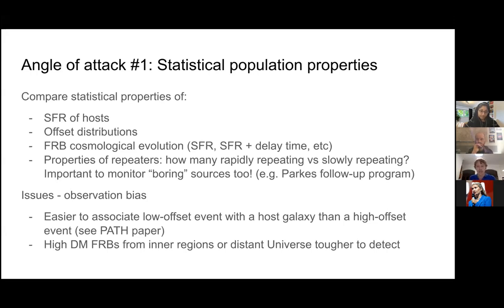My point here is that it's important to monitor the boring sources too. If we only monitor the bright, rapidly repeating objects, we won't be able to probe something that might be in a dying off region. And of course, there's a bunch of observation bias issues to discuss here. I just put in a couple of examples of observation bias. It's easier to associate a low offset event with a host galaxy than a high offset event. And high DM FRBs from the inner regions of a galaxy or the distant universe are tough to detect.